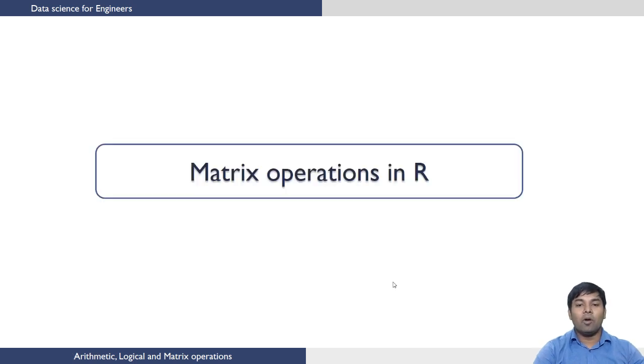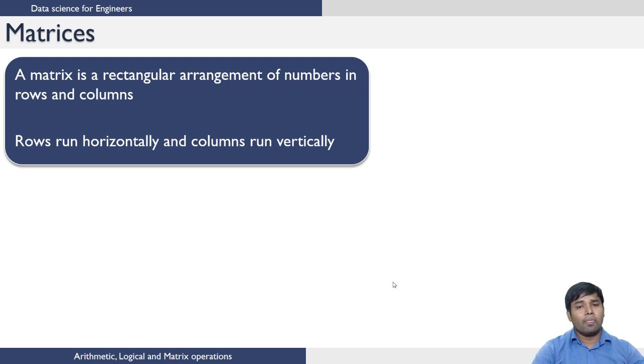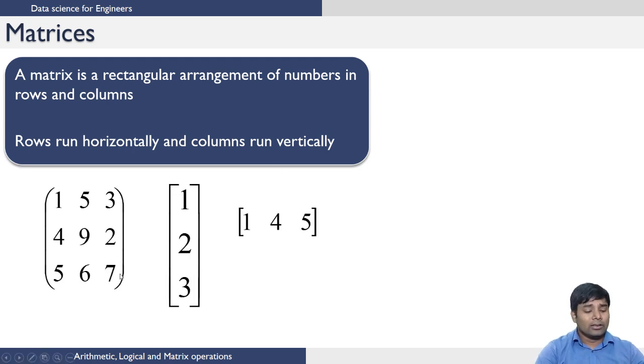Next, we move on to the important class of operations that are needed for data analysis problems. Most of the data, we will treat as matrices. So matrix operations play a key role while solving data analysis problems. Let us first define what matrices are. A matrix is a rectangular arrangement of numbers in rows and columns. In a matrix, as we know, rows run horizontally and columns run vertically. These are examples of matrices. This matrix has 3 rows and 3 columns, this matrix has 3 rows and 1 column, and this has 1 row and 3 columns.